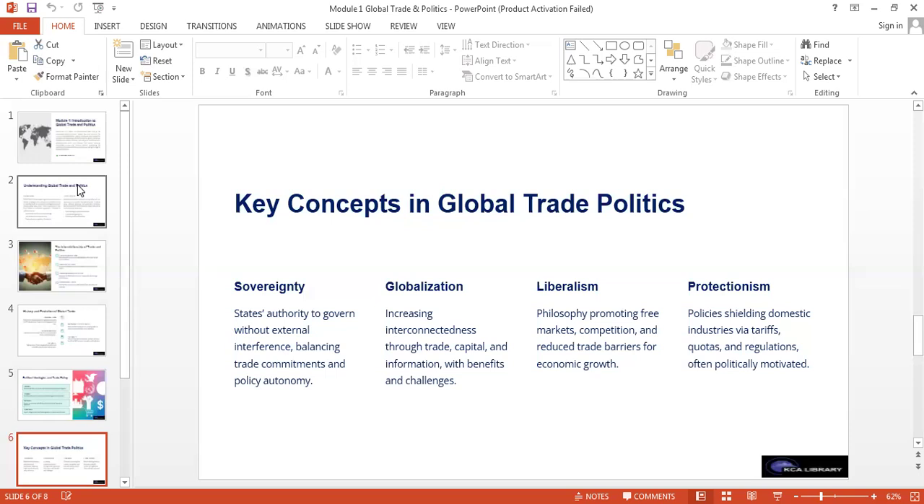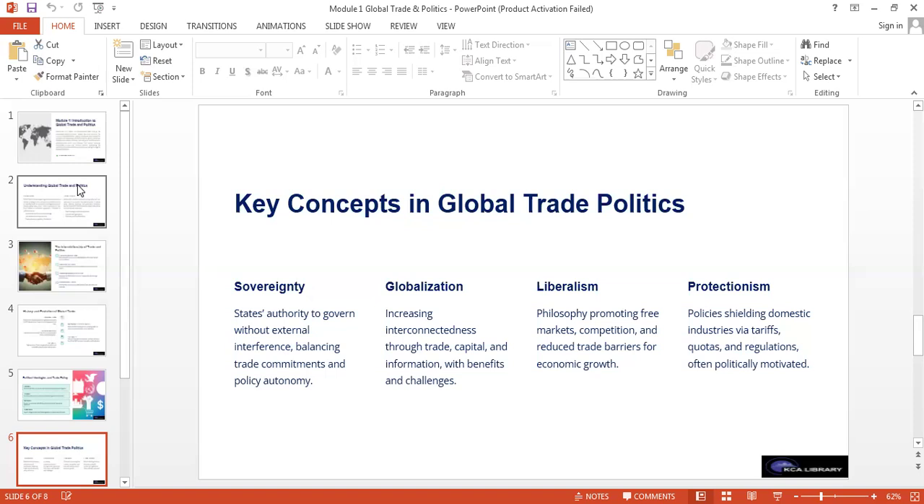What are the key concepts in global trade politics? There are some major concepts that we do not have to leave out. Just like I said, we will still look into them. One, we have sovereignty, globalization, liberalism, and protectionism. We will still talk broadly on them, but just to have an understanding of them.